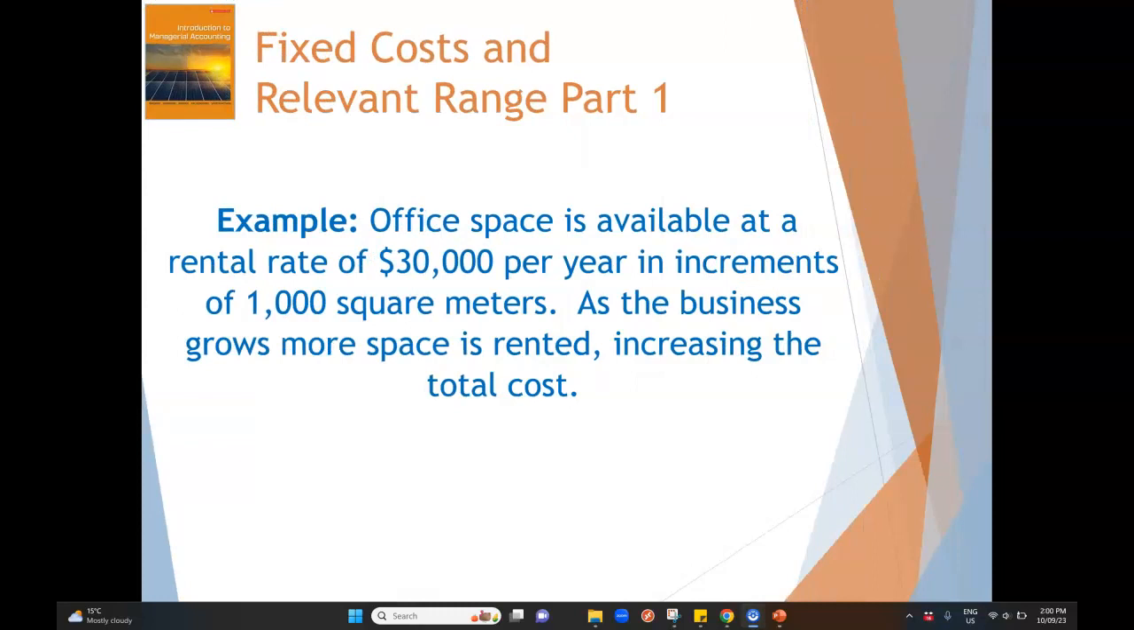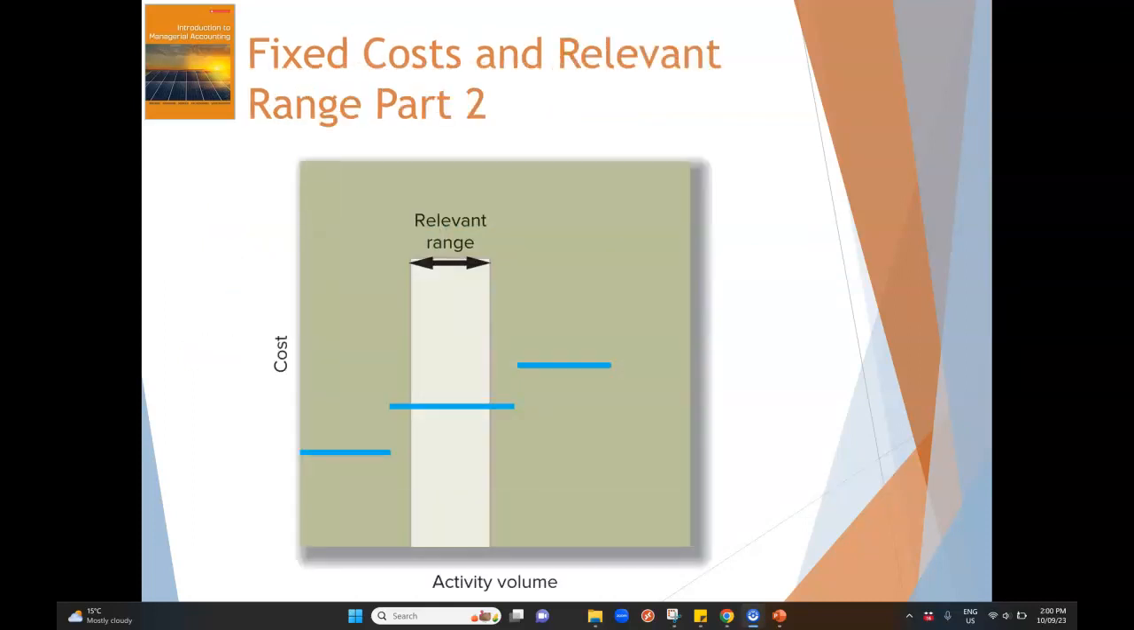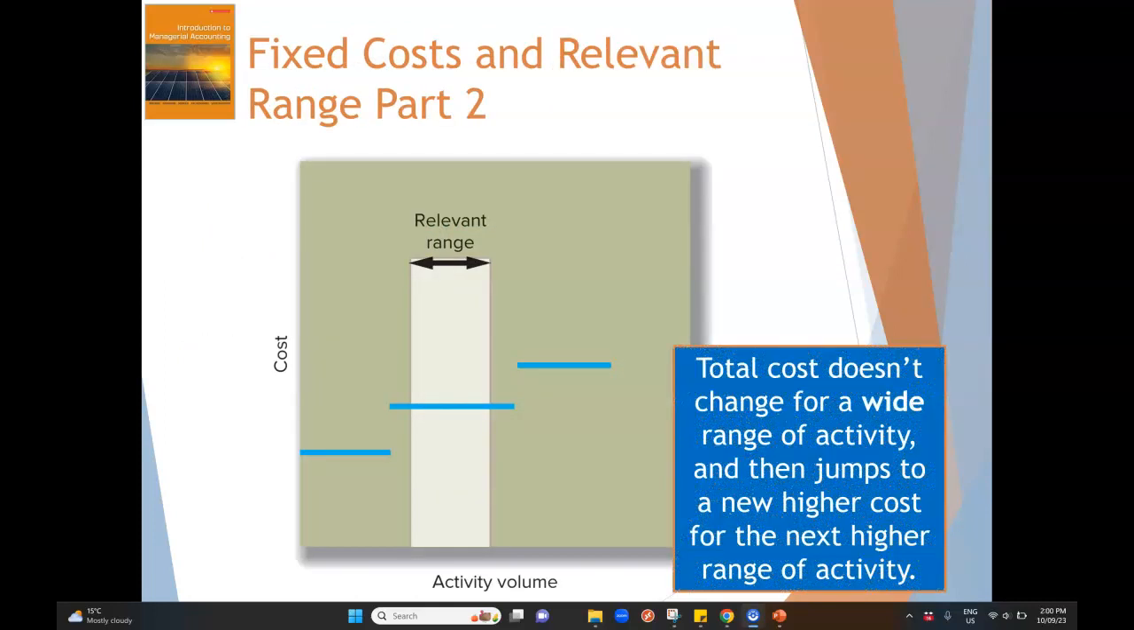Fixed costs and relevant range, Part 1. Example: office space is available at a rental rate of $30,000 per year in increments of 1,000 square meters. As the business grows, more space is rented, increasing the total cost. Part 2: total cost doesn't change for a wide range of activity, and then jumps to a new higher cost for the next higher range of activity.